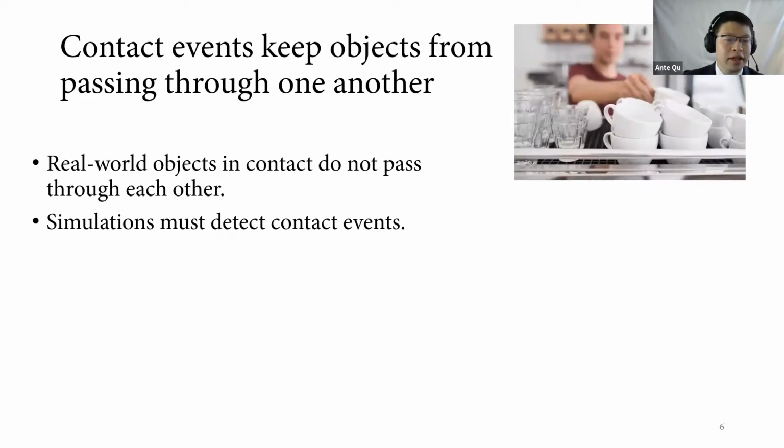On the other hand, contact events keep objects from passing through one another. For example, in this picture, even though gravity is pulling the cups down, they still sit on top of each other and they don't pass through each other or fall through the tray because they're in contact with each other and the tray. And so in the physics simulation, the simulation must detect these contact events to prevent interpenetration, and this can also be costly.